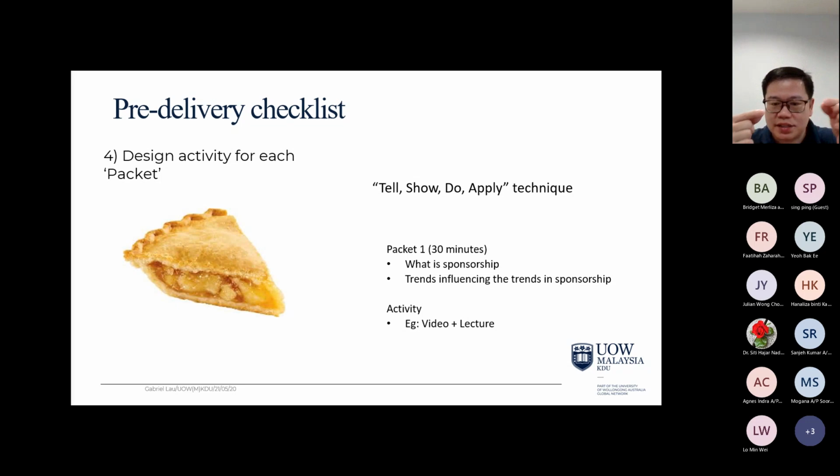Show is not only do I say, but I show it to you. Do is when I show, you also do together. Top right down, then you also top right down, and then it goes on. And apply is after we do this, everything done already, okay, you do it again. So that is tell, show, do, apply at a high level.